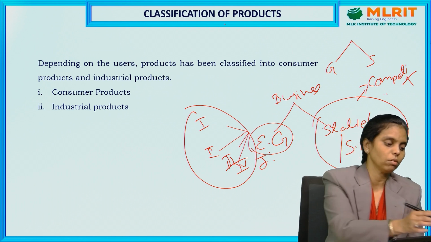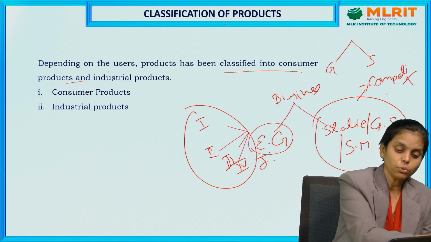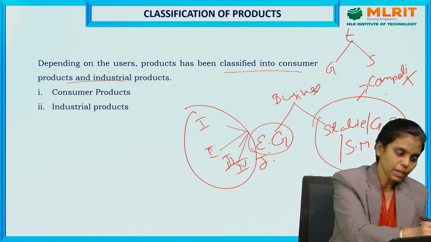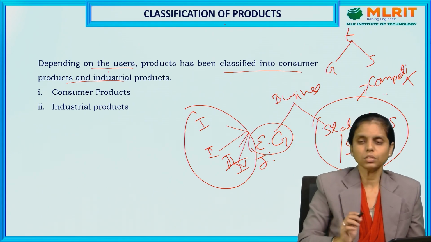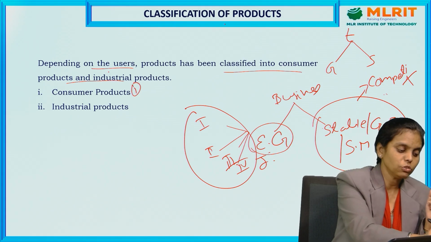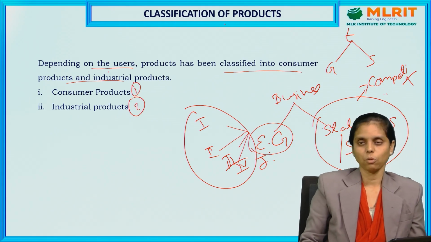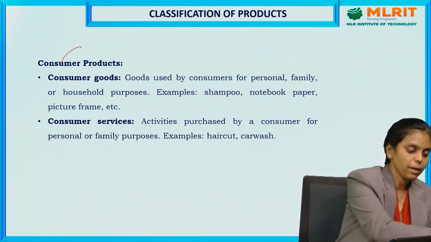Now come to the concept. Depending upon the users, products are classified into 2 types. As I said, depending upon the tangibility, goods and services. But here I am going to discuss depending upon who the users of that product are. Products are classified into 2 types. One is consumer goods. The second one is industrial goods, industrial products, sorry. Now, what are consumer products? Consumer, end user.